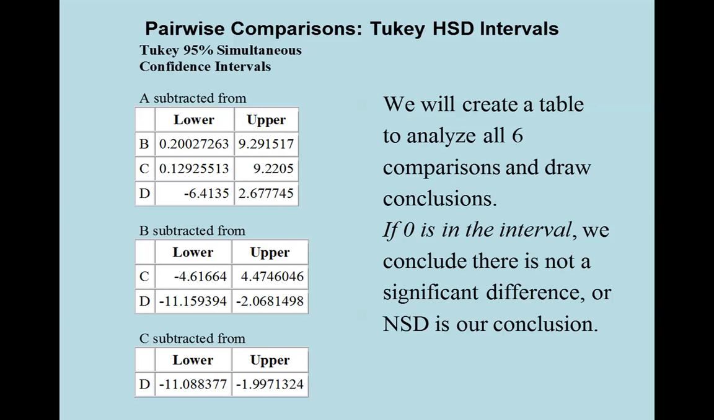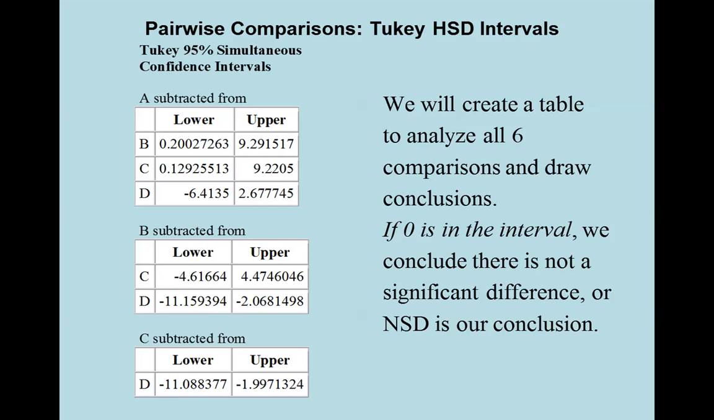So what we're going to have is output, and I've honed this down a little bit. What you're going to focus on is the Tukey 95%, or whatever level is given, simultaneous confidence intervals, and it's going to be given such as one thing subtracted from, and then you're going to have a table. So when it says A subtracted from B, that means mu sub B minus mu sub A could be anywhere from the lower limit, which is about 0.2, to the upper limit of about 9.3 or 9.29. And then you'll do the same thing.